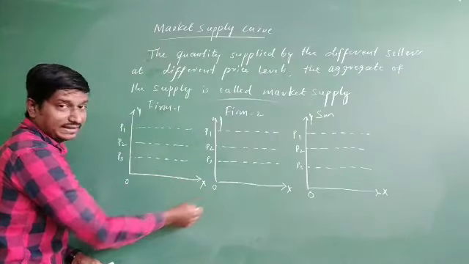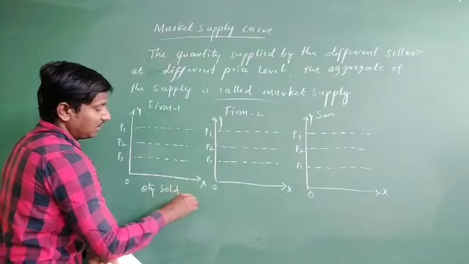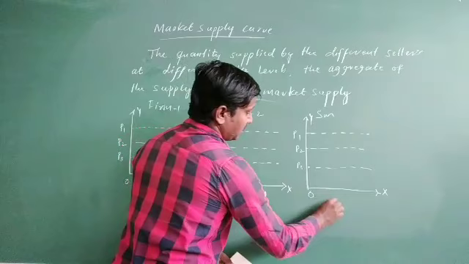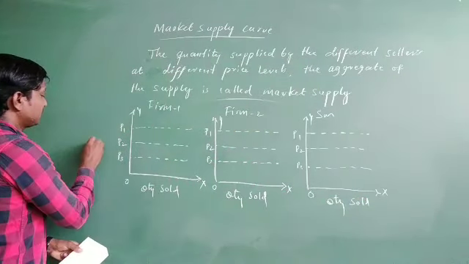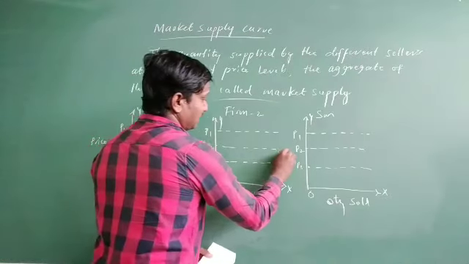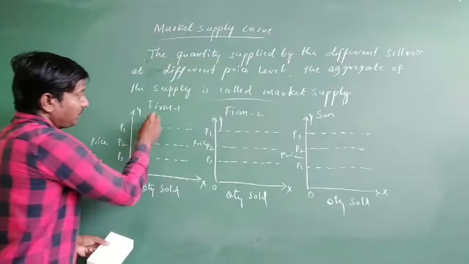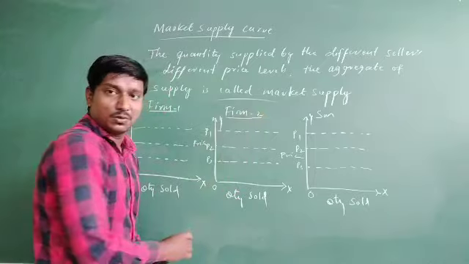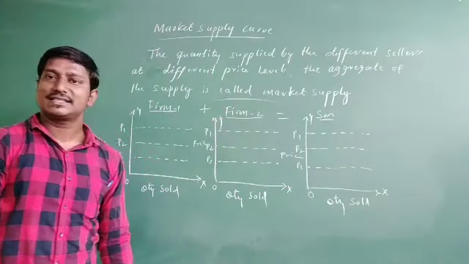Well, so on the X axis you can write quantity sold, the same on all. The supply curve we have to decide, and this is firm 2. When we add these two, we are going to get the market supply curve.